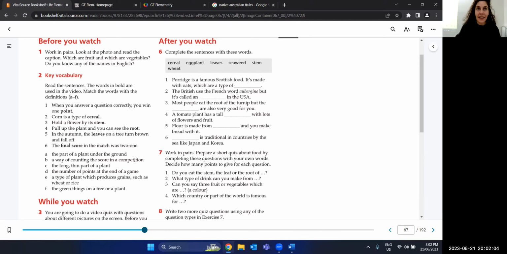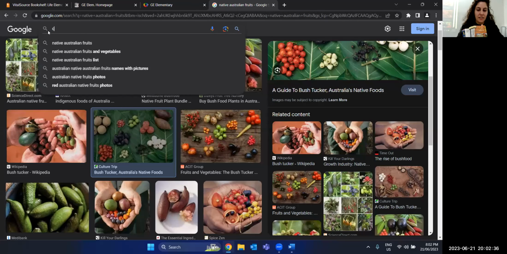So if there's a football game, you know, Argentina versus Brazil, how many points? There's 4 points to Brazil, 2 points to Argentina. So point, 1B. Corn is a type of cereal. What does cereal mean? E, a type of plant which produces grains such as wheat or rice. Cereal. Let's have a look at the image.